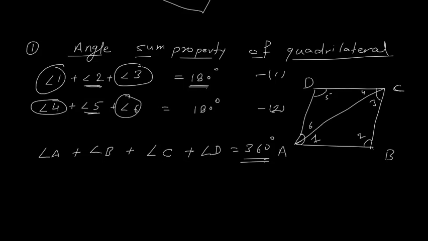A quadrilateral has four sides, four vertices, and two diagonals. So AC and BD are called diagonals. AB, BC, CD and DA are the four sides of the quadrilateral. Side AB and side DC are opposite sides. Similarly, AD and BC are opposite sides. AB and BC, or AB and AD, are called adjacent sides.